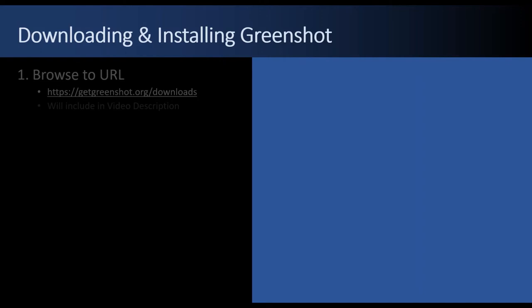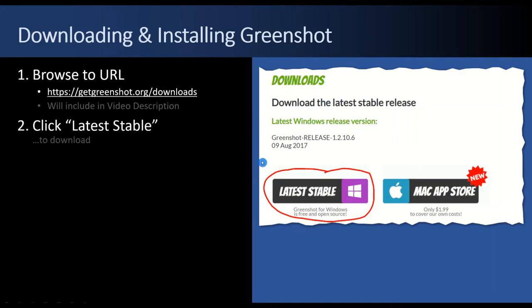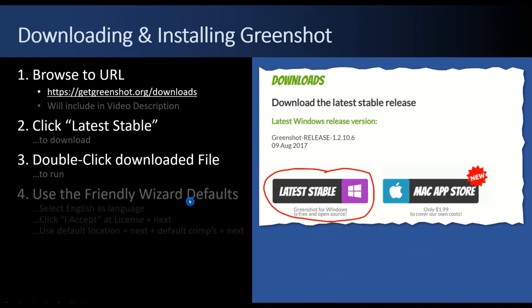So to download and install Greenshot, browse to the URL https://getgreenshot.org/downloads. And I'll include the link below the video in the description section. That way you can just click on that rather than type it out. Once the browser comes up, it'll come to a screen that has a part of the screen that looks like this. Click on the latest stable Windows version to download. And interestingly, they have a Mac version as well. Once the download is completed, in your lower left corner, it'll say that it's up. Just double click on the downloaded file and that'll run it.